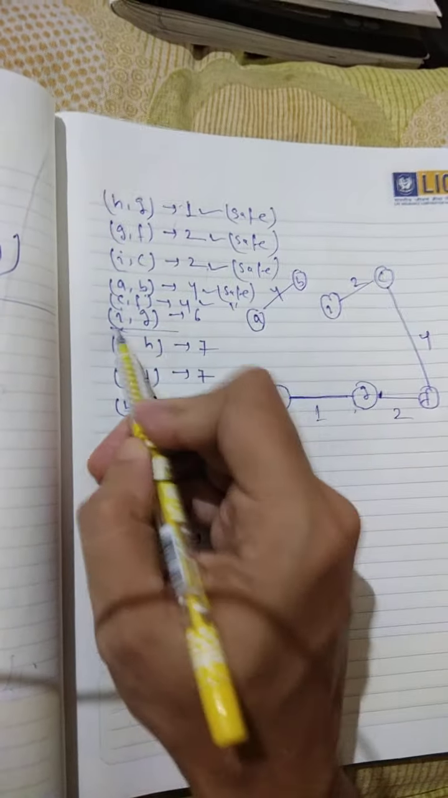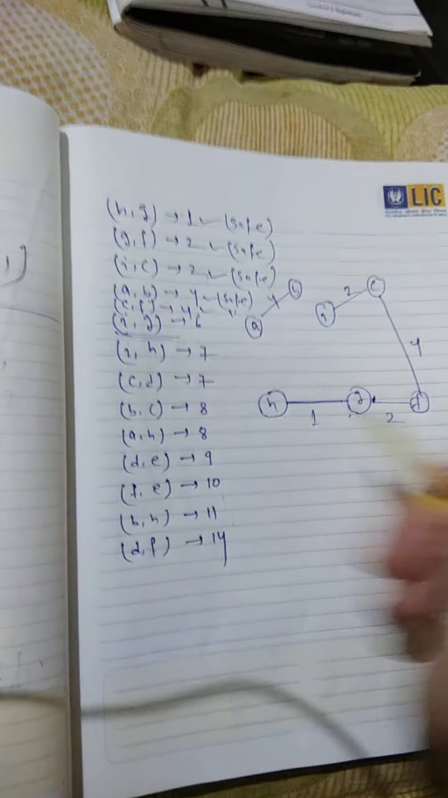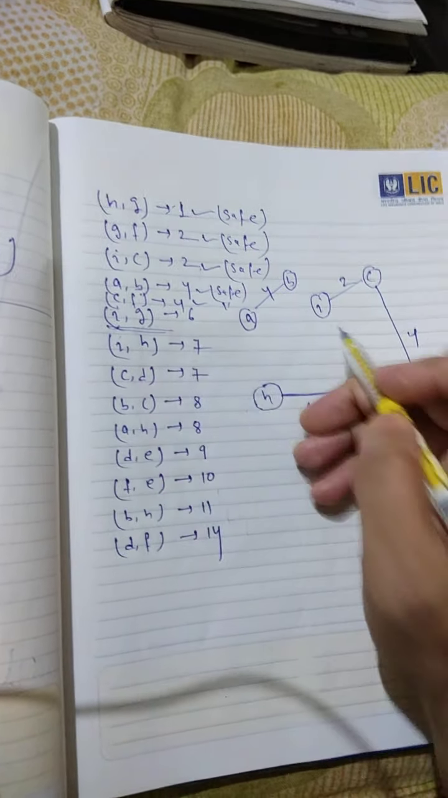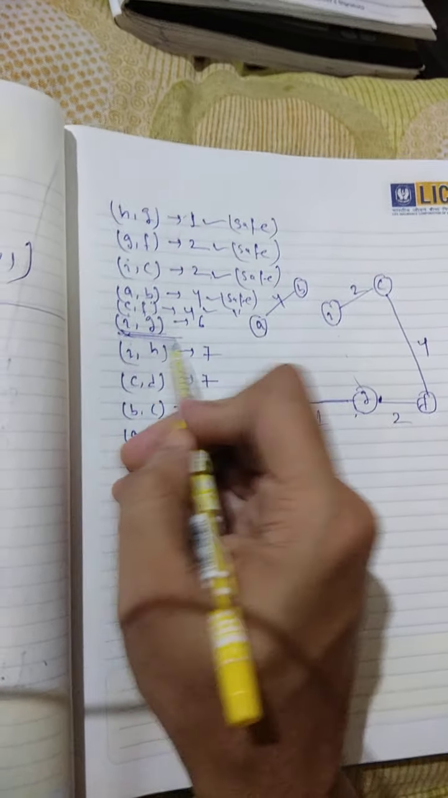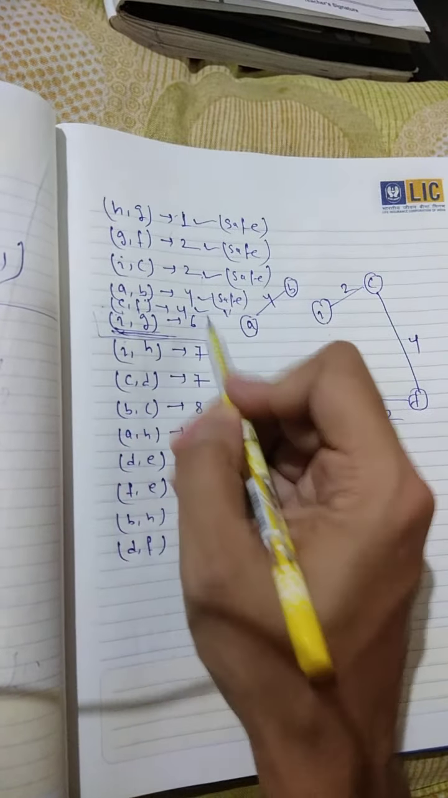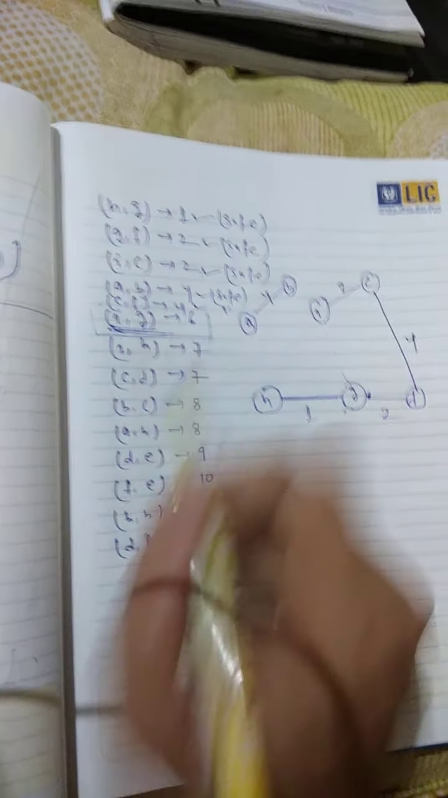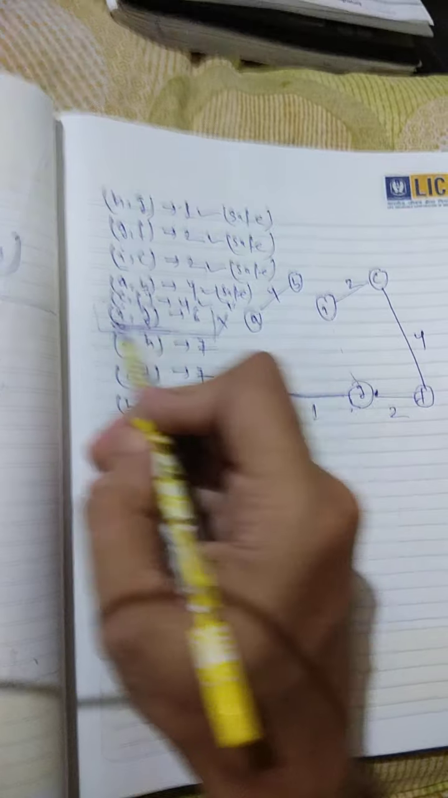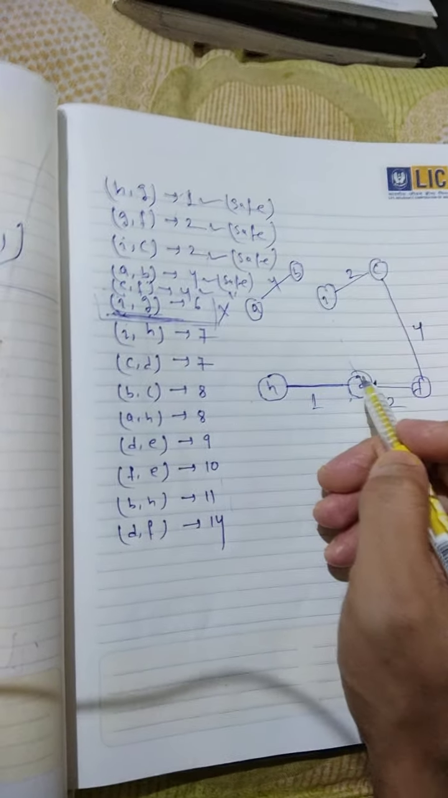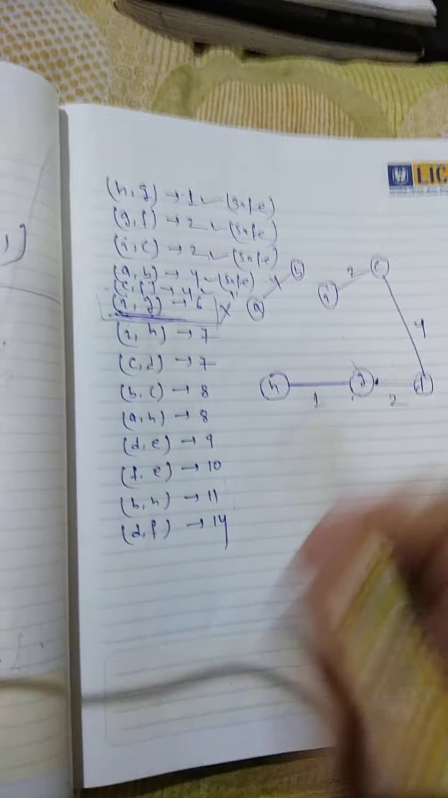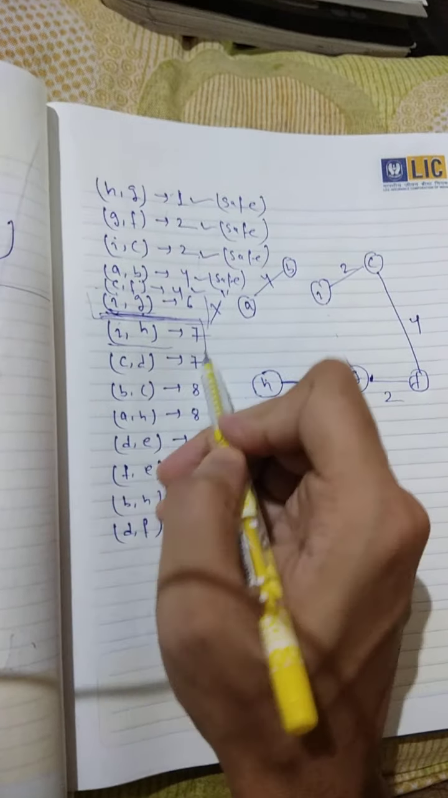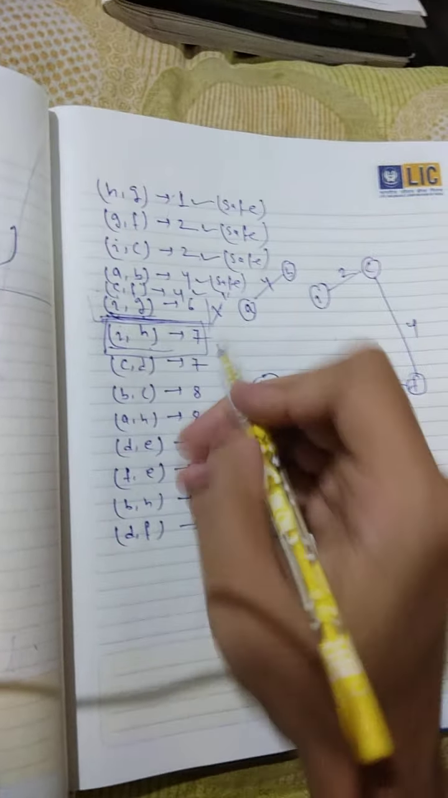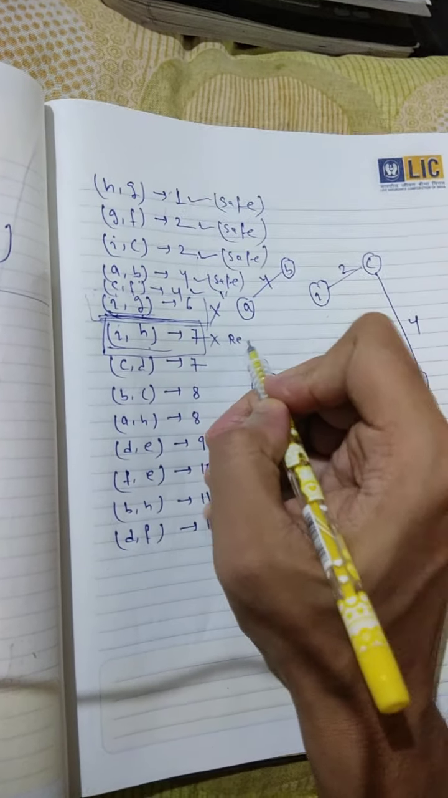Next take I and G. If we consider I and G, it gives a cyclic path. That means I and G is not considered for the spanning tree. This is rejected. Similarly, I and H: if we join I and H, this also gives a cyclic path, so this is also rejected.